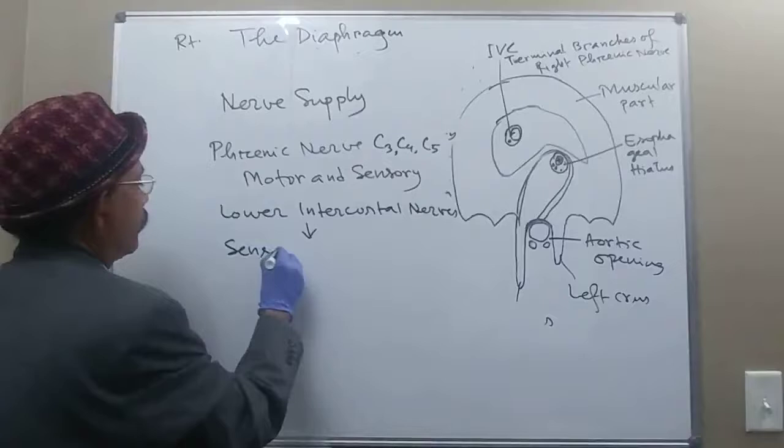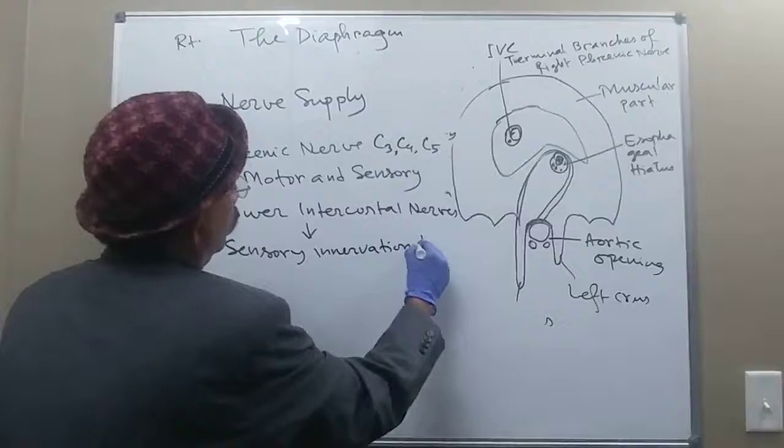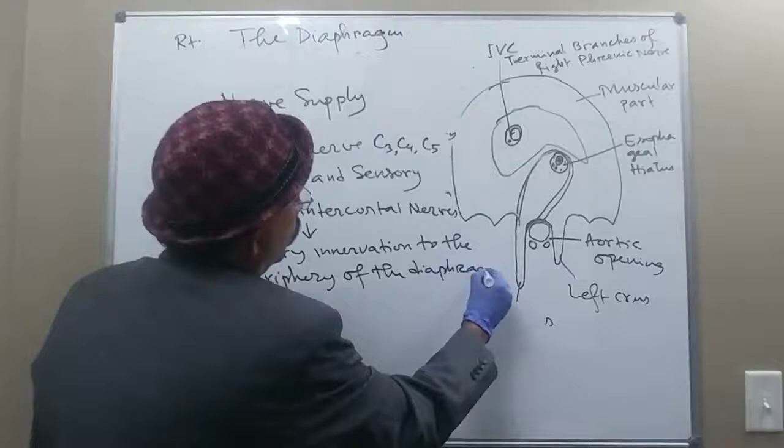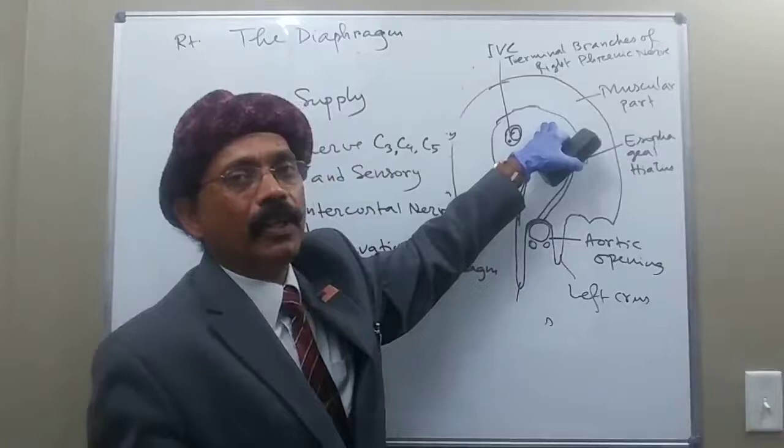Sensory innervation to the periphery of the diaphragm. So, what is the sensory innervation of the central tendon of the diaphragm? Answer should be phrenic nerve. We got the nerve supply.